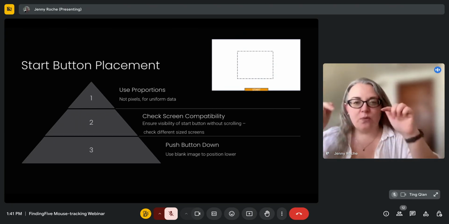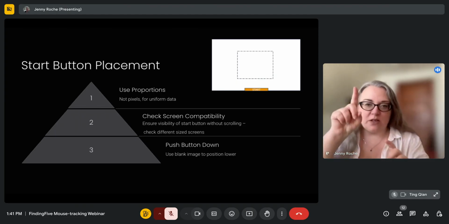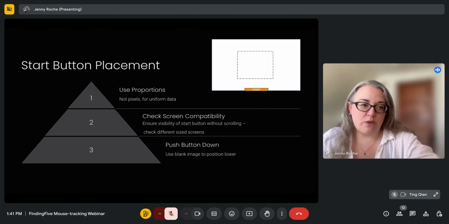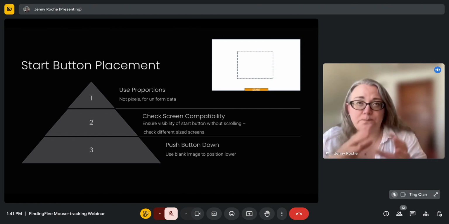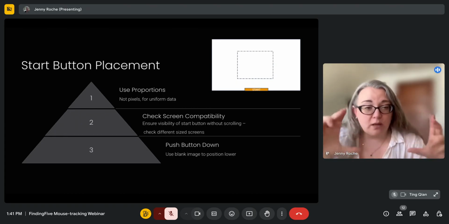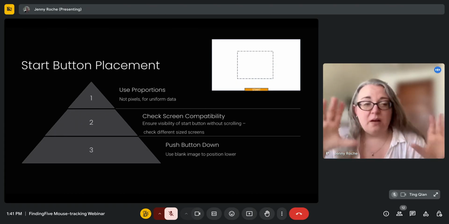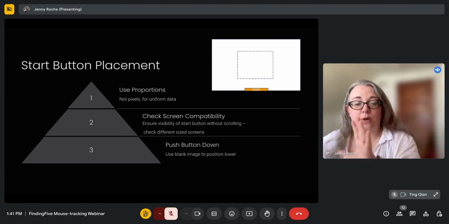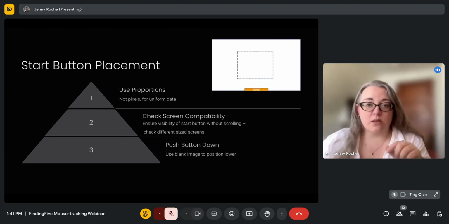But sometimes if you push it down too far, the participant has to scroll down. So what I would recommend when you're piloting your study, before you put it up to collect data, is to put it on a regular computer, like a regular laptop. Then if you've got a dual screen, put it on the dual screen and check both to make sure the participant is not having to scroll down.